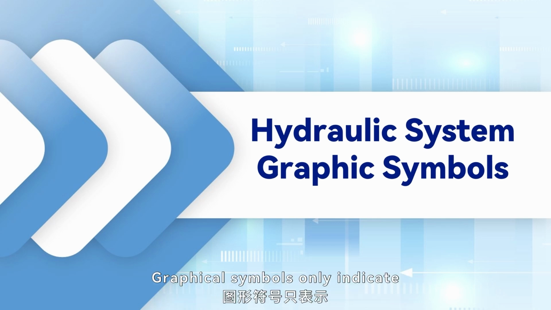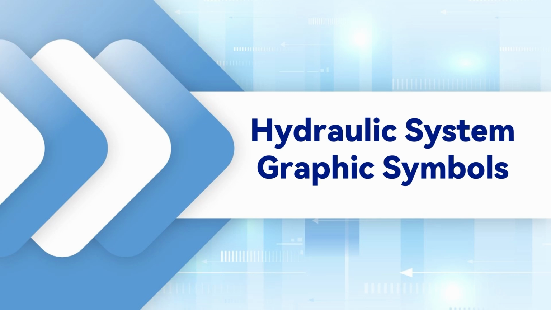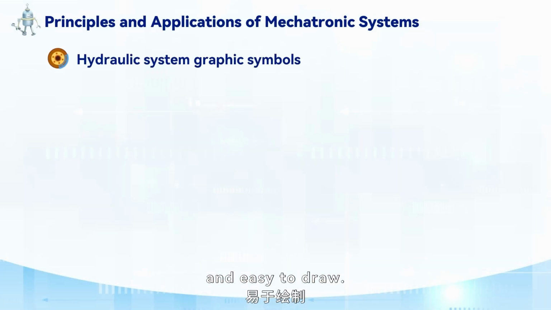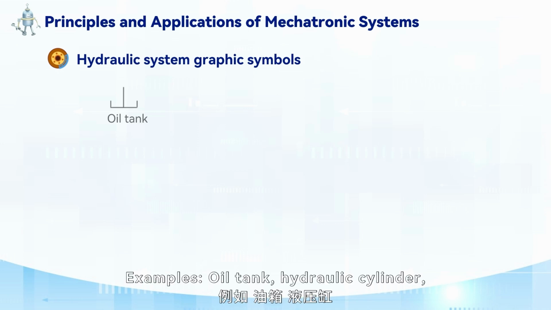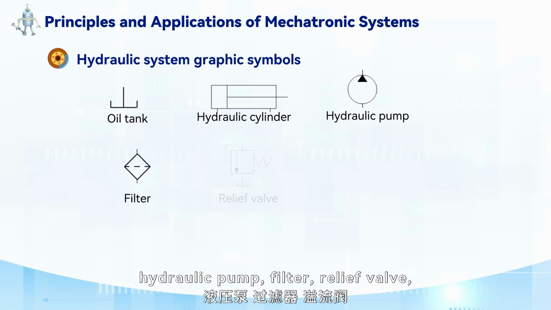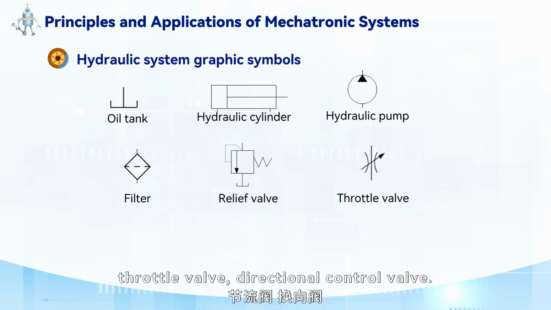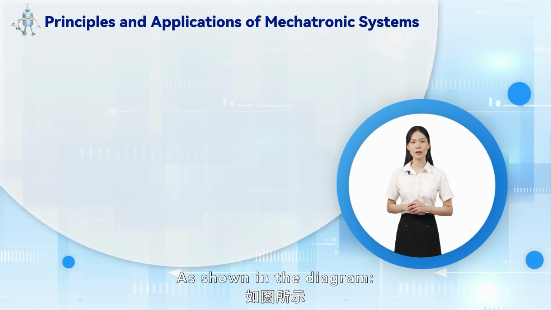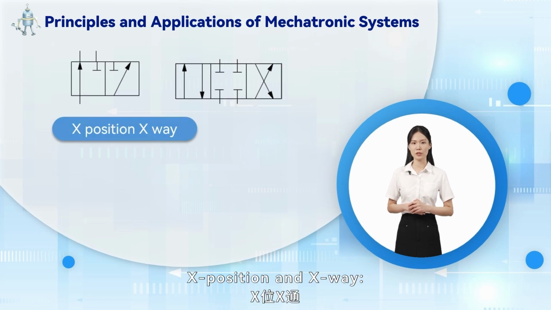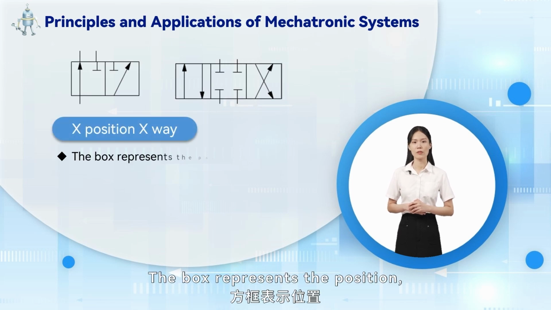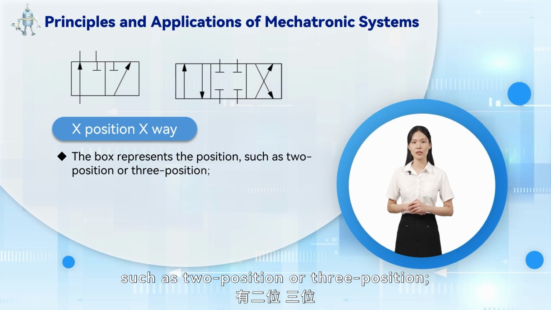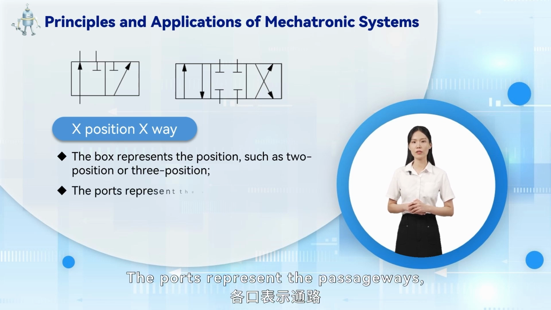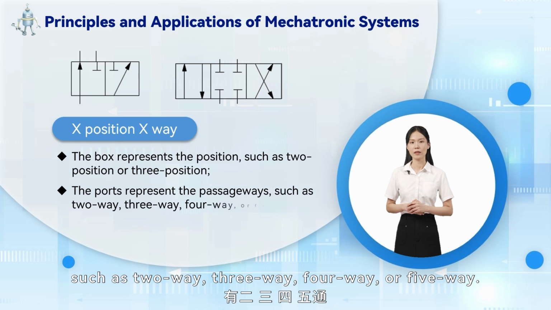Next, let's learn hydraulic system symbols. Graphical symbols only indicate the function of components, not their structure or parameters. They're simple, clear, and easy to draw. Examples: oil tank, hydraulic cylinder, hydraulic pump, filter, relief valve, throttle valve, directional control valve. As shown in the diagram, X position and X-way: the box represents the position, such as 2 position or 3 position. The ports represent the passageways, such as 2-way, 3-way, 4-way, or 5-way.